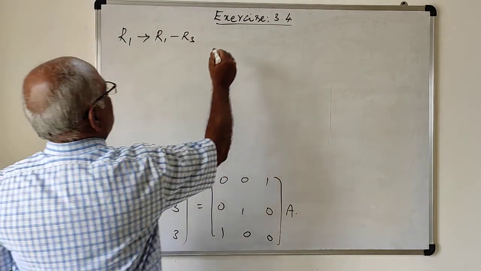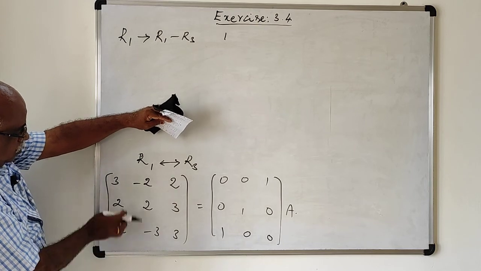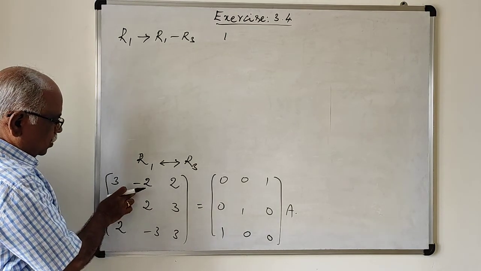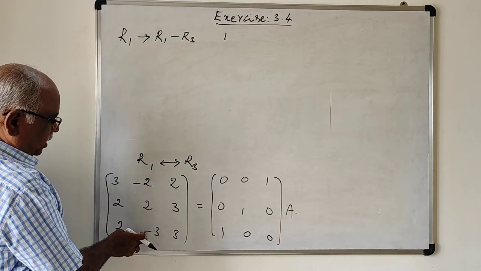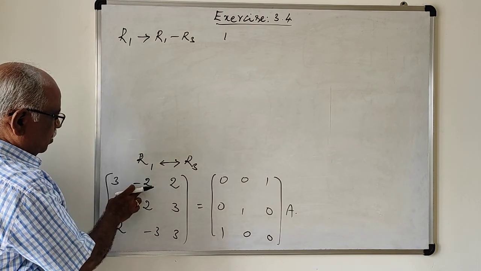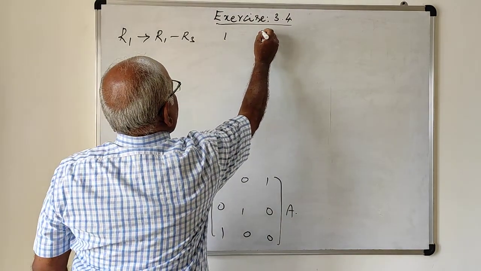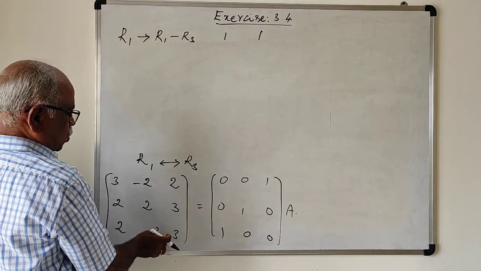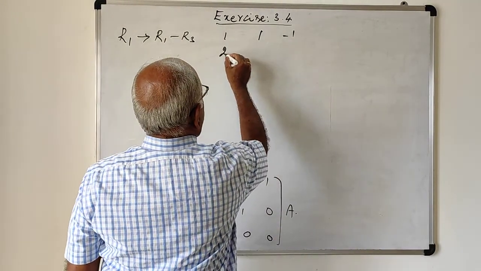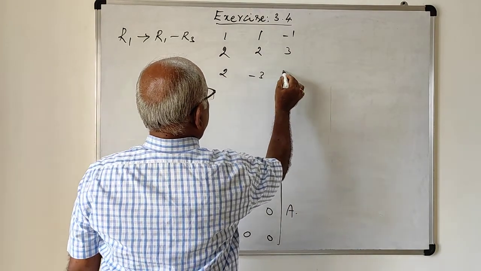I already told you, like that you have to subtract. This is R1, this is R2. R1 minus R2: 3 minus 2, 1, then minus 2 minus of minus 3 is plus 3, so R1 is 3 minus 2, 1. R1 minus R3: minus of minus is plus 3 minus 2, 1, and 2 minus 3 is minus 1. The rest are written as they are: 2, 2, 3 and 2 minus 3, 3.